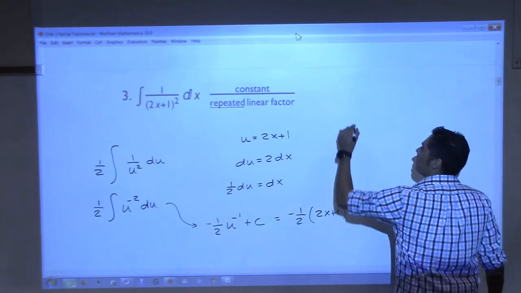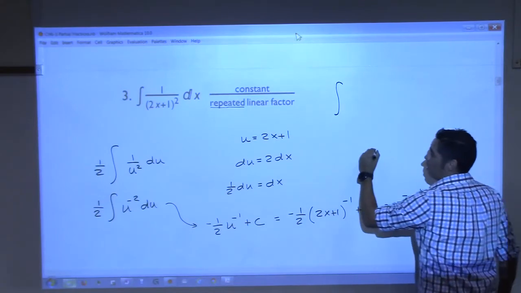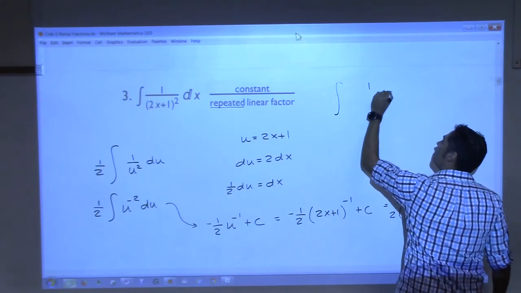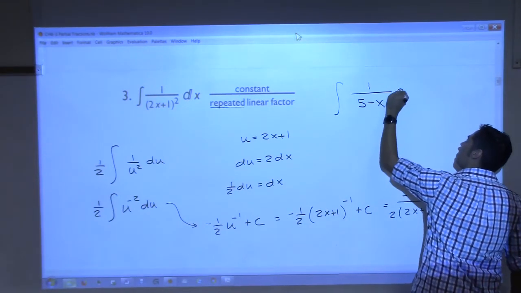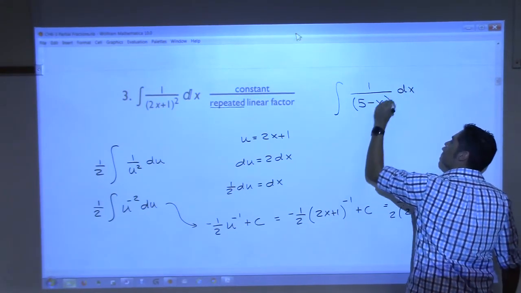So let me give you another one. Let's see if we can do it without doing any work. Okay? 1 over 5 minus x. I forgot to square it. Squared.